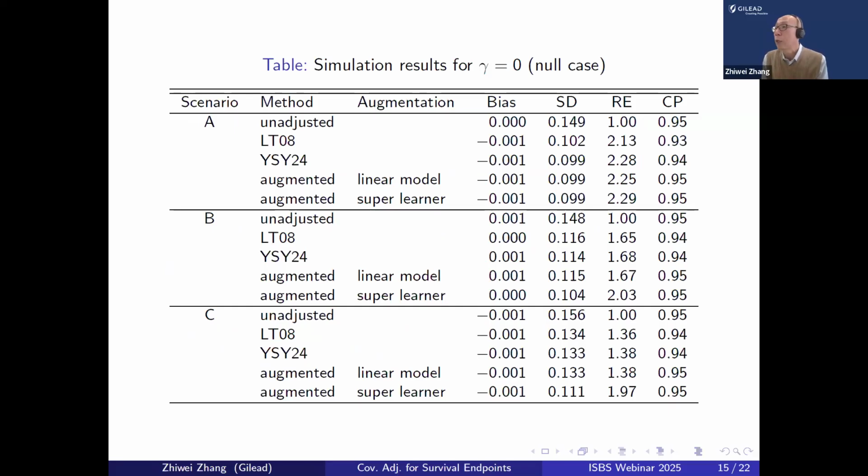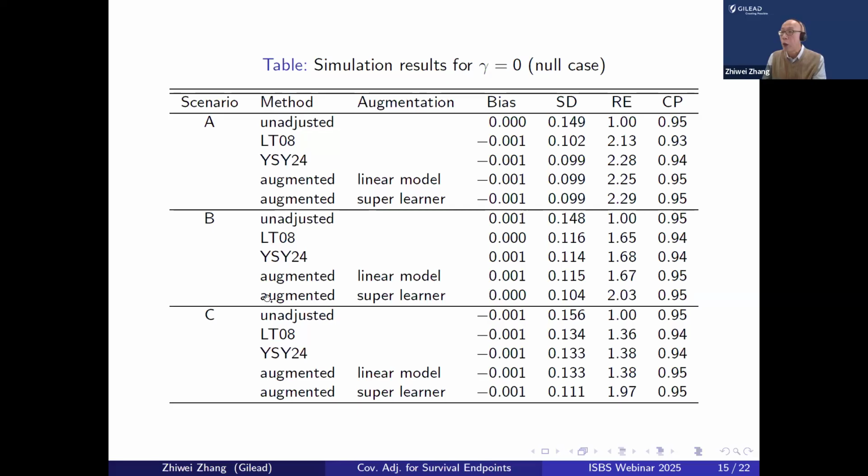This table shows the simulation results for the null case. As expected, all estimators are virtually unbiased, but they differ substantially in efficiency. In each scenario, the unadjusted estimator is less efficient than the other estimators. Some of the adjusted estimators, namely LT08, YSY24, and the augmented estimator based on linear regression, tend to perform similarly in efficiency.